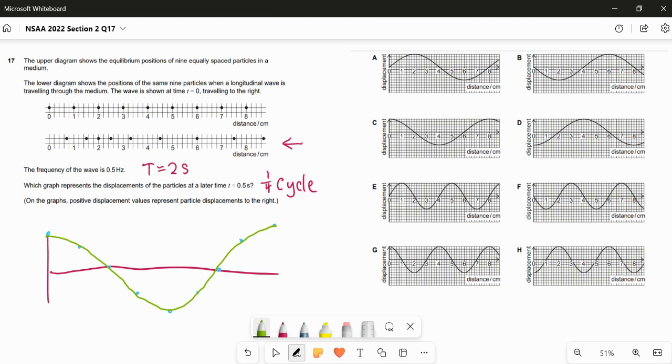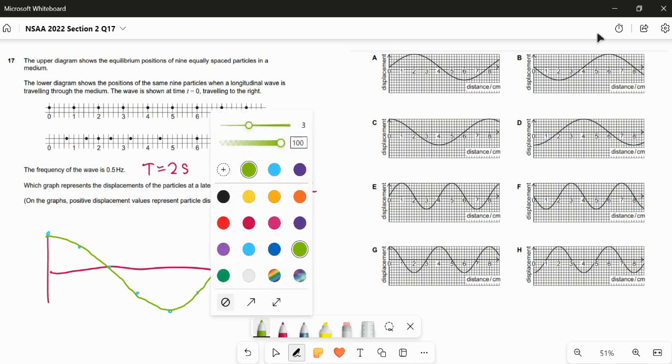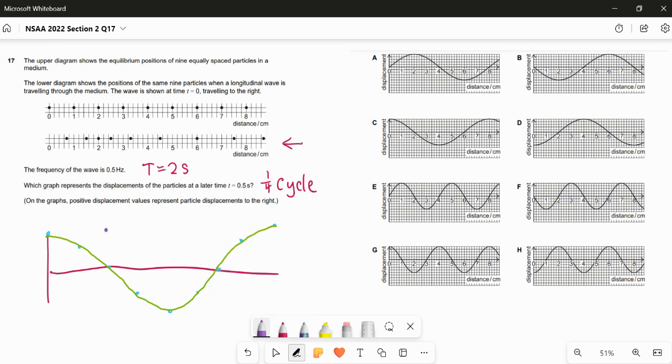So if we move this wave by a quarter of a cycle, so if it's traveled to the right by a quarter of a cycle, we should get something that looks like this. So this phase here would now be here. There, the phase for the particle that was at 1 would have now moved here. And then each of these would look something like that. Like that. How do we connect the last part?